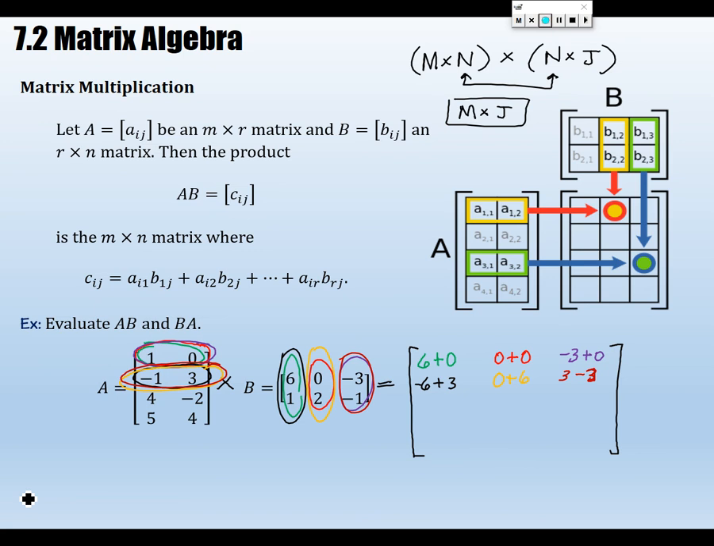So the number of rows on A has to be the same as the number of columns on B, right? The number of columns on A has to be the same as the number of rows on B. Okay. These right here.